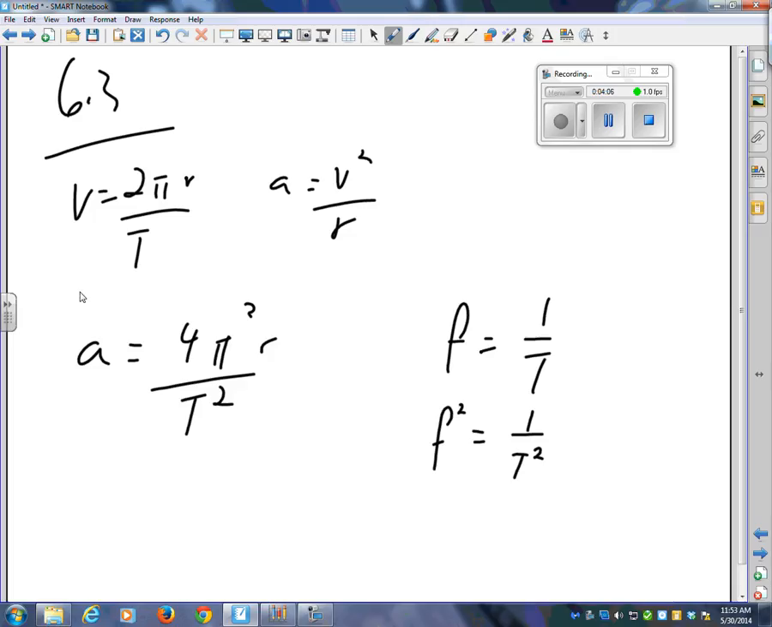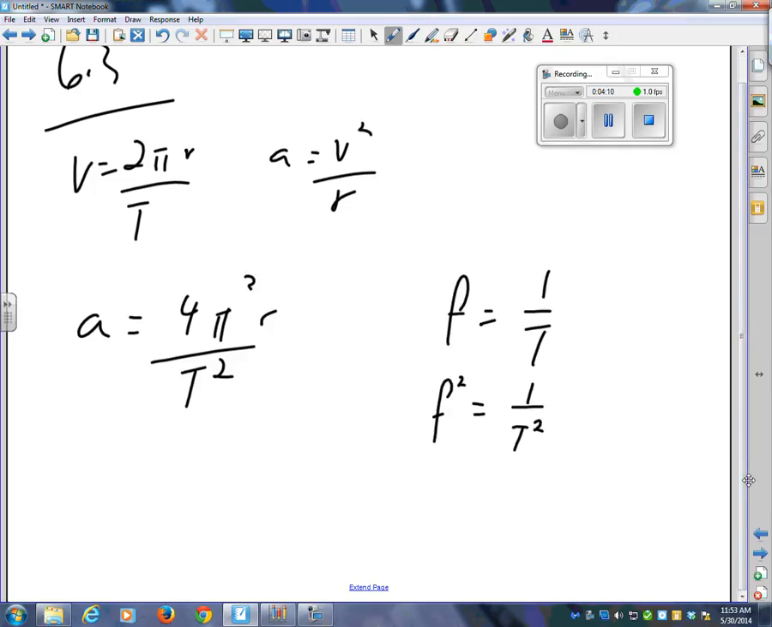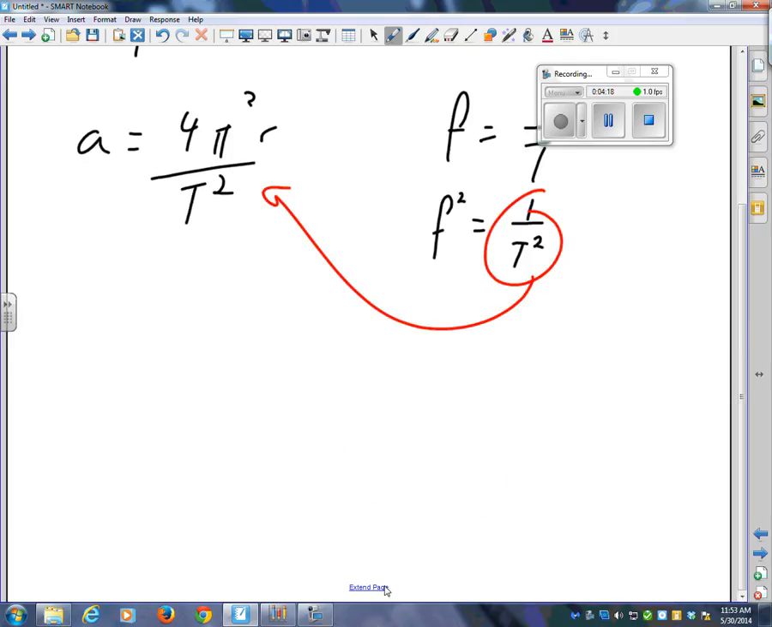Now because I've got 1 over t squared here, I can plug that in, and what you end up with is this formula, which is really just the same, just written a little differently: a equals 4 pi squared r f squared. Instead of t squared being on the bottom, you can have f squared on the top, which might come in handy if they're giving you the frequency.